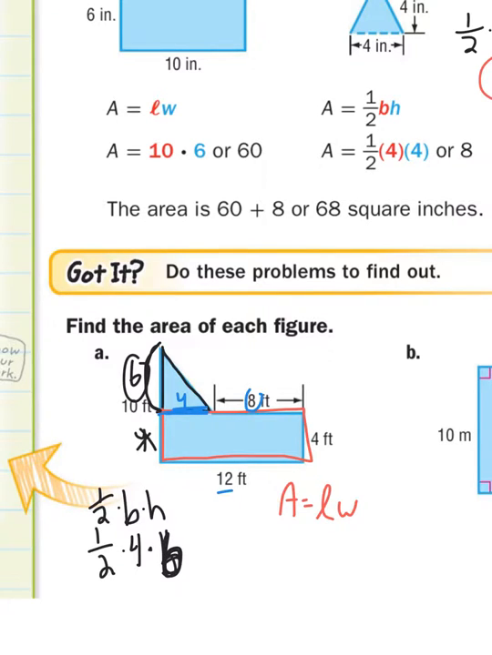Okay, and if you solve that, half of 4 is 2. 2 times 6 is 12. So the area of the triangle is 12. Now the rectangle you're going to do, length times width. So what I want you to do is pause the video, figure out the area of the rectangle using length times width, and then add that area with the 12 and see if you get your answer. Go.